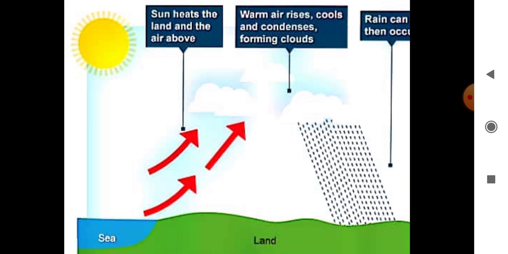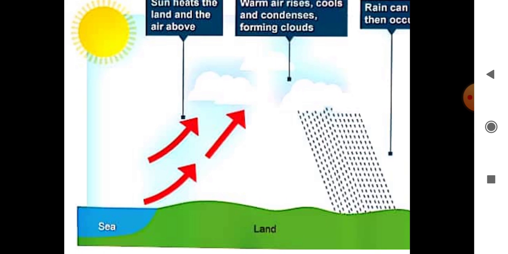Look at the picture. The ground surface is intensely heated due to enormous amount of heat received through solar radiation during the daytime. With the result, the air coming in contact with the warm ground surface also gets heated, becomes warm, expands and ultimately rises upward.